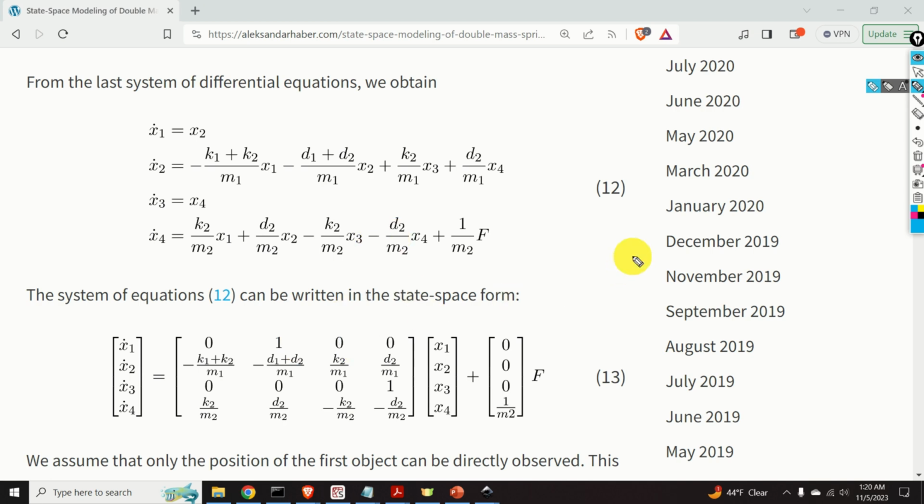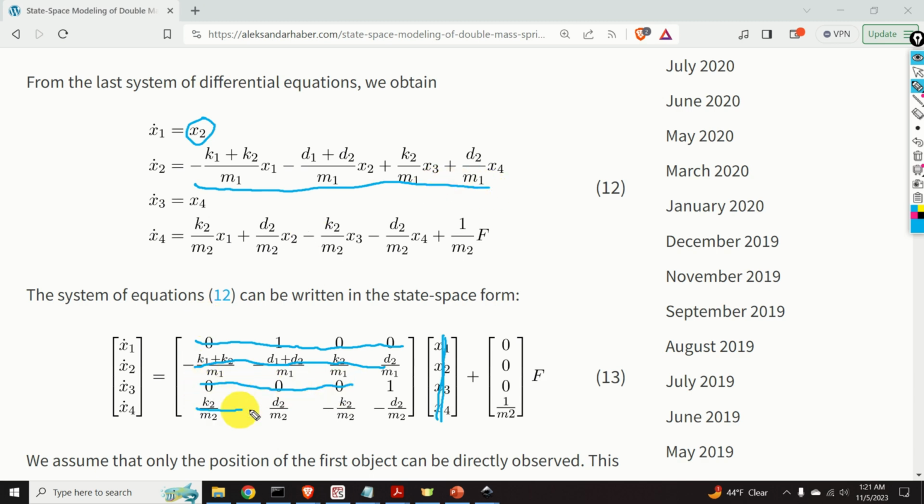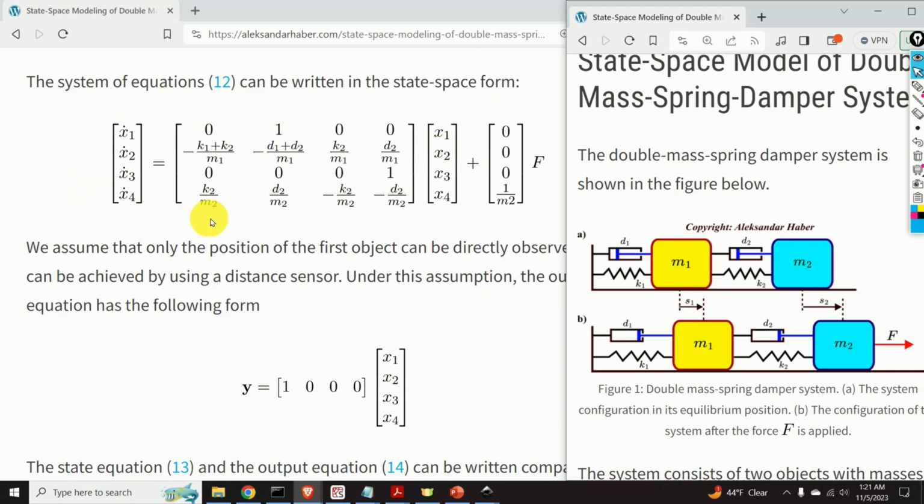How to do that? Well, if we multiply this row with this vector, we will simply obtain x2. Next, if you multiply this row by this vector, and you do that element-wise, you will actually obtain this expression. And similarly, you will obtain the third and the fourth equation by multiplying the corresponding rows of this matrix with this vector. This is our state equation.